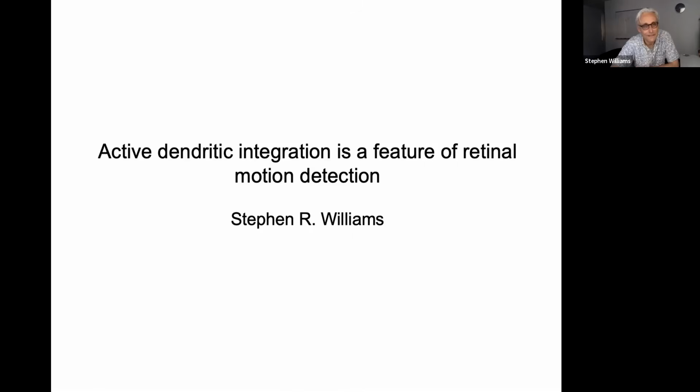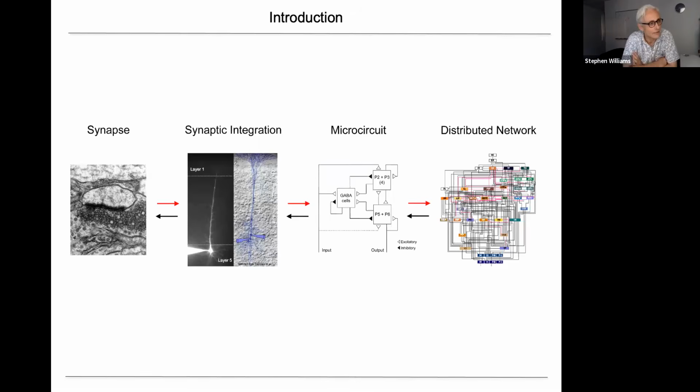Thank you. Hello, welcome from Australia. Today I'd like to speak about the engagement of active dendritic integration in some forms of circuit computation. We're all, I think, interested in how the brain works and how computations are executed in central networks. And one could imagine that you can view this at different levels, from the synaptic level to the single cell synaptic integration level, leading up to microcircuits and distributed networks that ultimately underlie behavior.